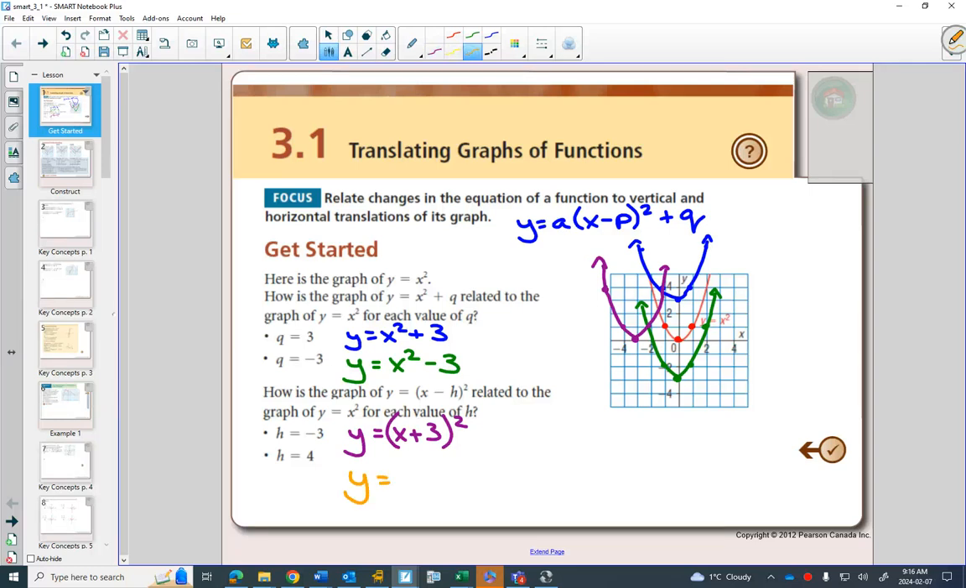And finally, I'll use orange. I have x minus 4 squared. My vertex would be at 4 comma 0. That -4 is inside the function. That would move it 4 to the right.